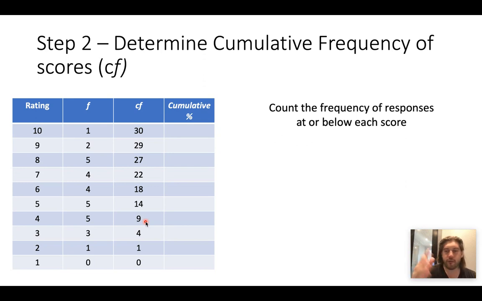If you've got this down and you want a quick shortcut, you can always just add this frequency to the previous score's cumulative frequency. You can add in that direction and it will always work out. So 5 4s plus 4 people below it equals 9. 5 5s plus 9 people below it equals 14. 4 6s plus 14 people below it equals 18. So you can check your answers moving up. We had 30 total students who were rated.